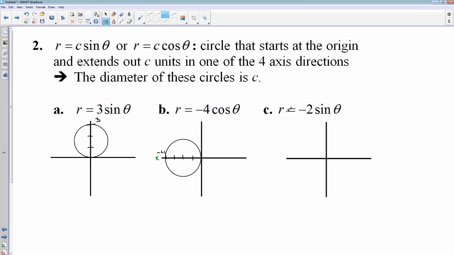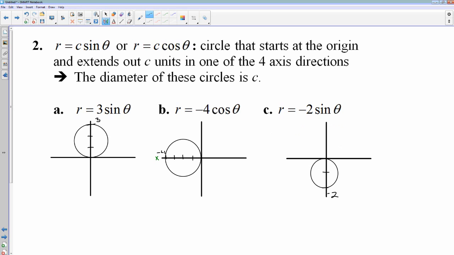So using that thinking, if I see negative 2 sine, well, sine corresponds to y-coordinates, and negative 2 means I'm going to go down 2 units on the y-axis, and that's what this circle is going to look like. So let's see if I can get this one to look halfway decent. I'm not good at this. All right. There we go. So that'll be one going down to negative 2.